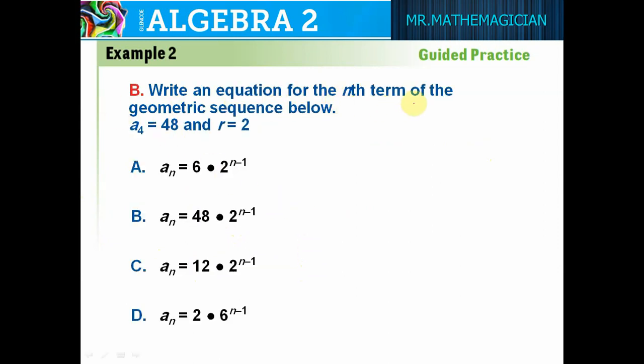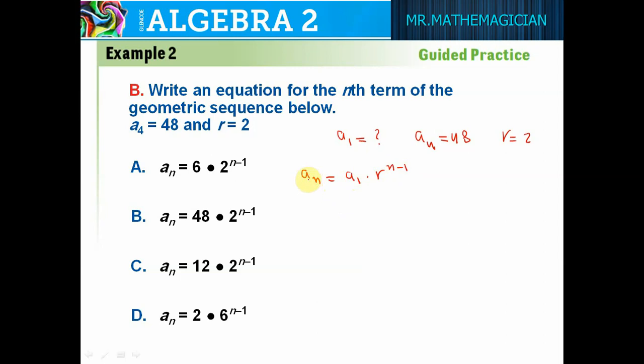Write an equation for the nth term of the geometric sequence below: a4 equals 48 and r equals 2. Pause the video and try to solve. Check your answer whether A, B, C or D. Here is the solution. We know that a1 is unknown, but a4 equals 48, r equals 2. So the rule says an equals a1 times r to the power of n minus 1.